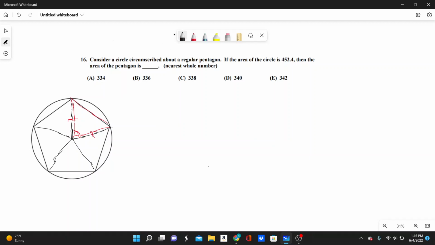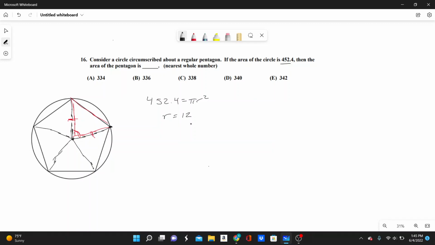Because that pentagon is just 5 triangles. Well, if you notice, the side of this triangle is just the same thing as the radius of the circle. See, it goes from the center to the circle. So, to find the radius, we have the area. So we can just set the area equal to pi r squared. Divide by pi and square root, and we get an r of 12.